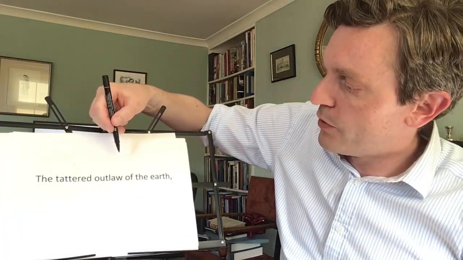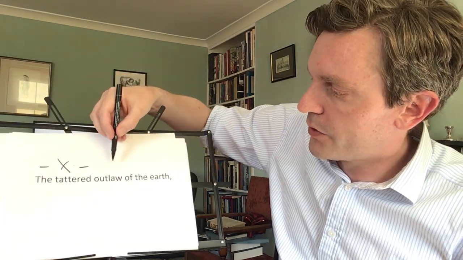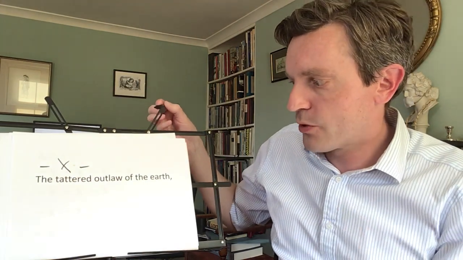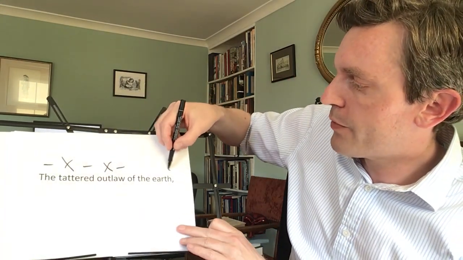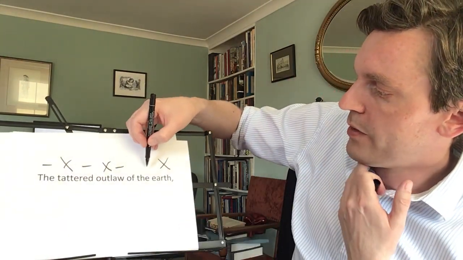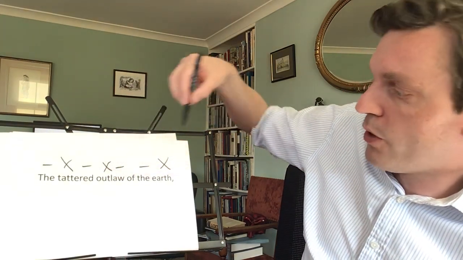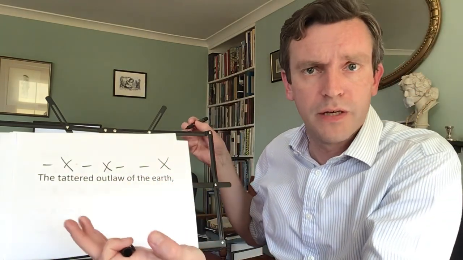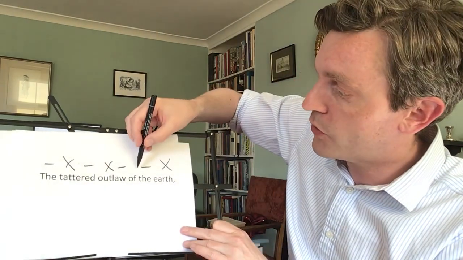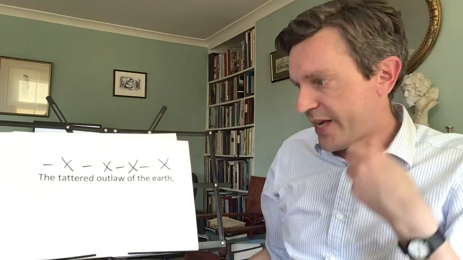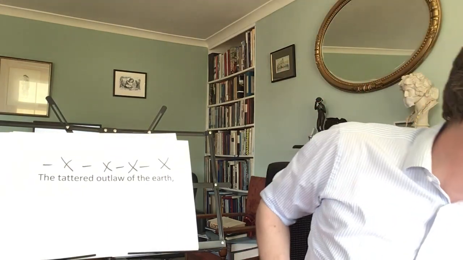The tattered outlaw of the earth. Tattered, definitely stress on the first. The, just an article, not stressed. Is it outlaw or outlaw? It's outlaw. Earth stressed, and so we've got, therefore, the classic case of a word, in this case, of, which, because it is far away from any other stressed syllable, you start putting the stress on it, and we've also got that rhythm going in our heads, so we are going to stress the word of, and so we're going to say it naturally. The tattered outlaw of the earth. Da-dum, da-dum, da-dum, da-dum.